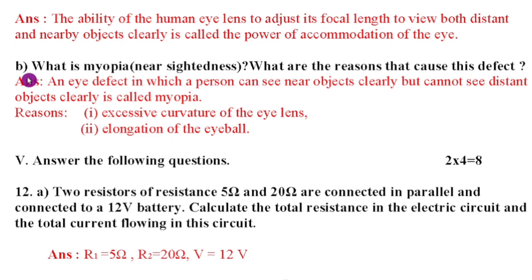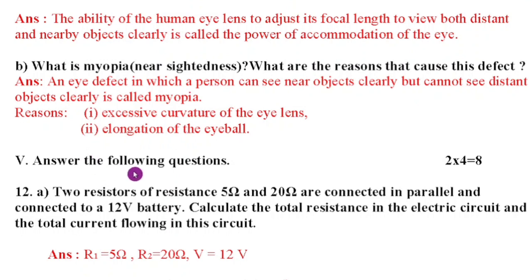And the second question is, what is myopia? That means nearsightedness. What are the reasons that cause this effect? Myopia is an eye defect in which a person can see near objects clearly but cannot see distant objects clearly. That is called myopia. So what are the reasons? The first one is excessive curvature of the eye lens and the second one is elongation of the eyeball. Because of these reasons, the person gets myopia.